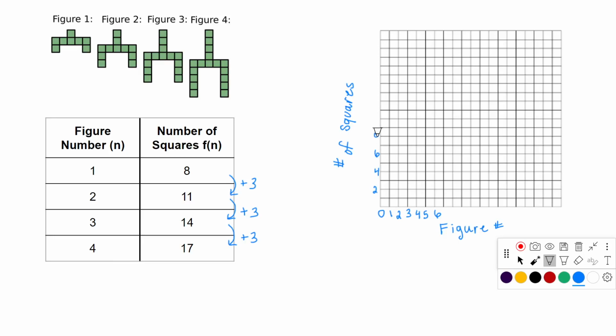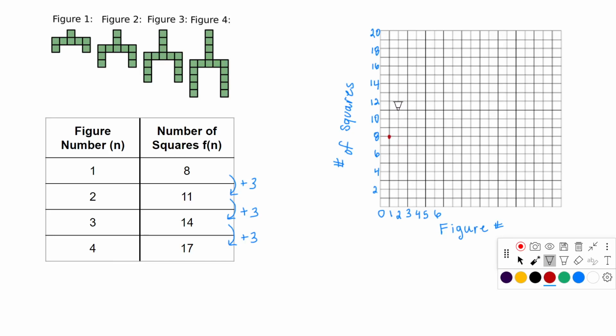Remember, when you are labeling, you want to have equal spacing between your values, and you want to be going from one value to the next the same way, much like we do in this linear or this arithmetic sequence. 8, 10, 12, 14, 16, 18, and 20.